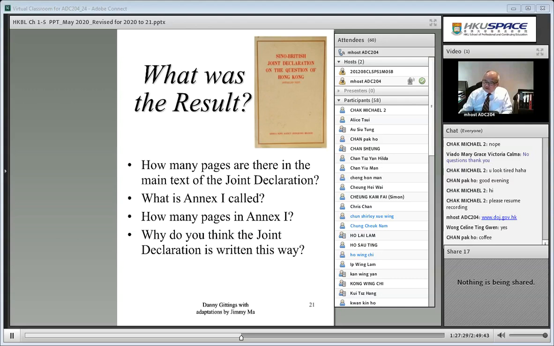Why do you think the joint declaration is written this way? Can you think of any reason why? And I think you can turn to, if you've got a menu, you can turn to your menu.